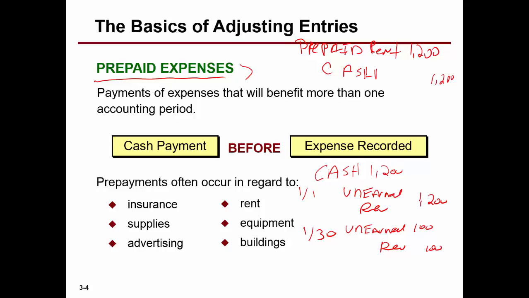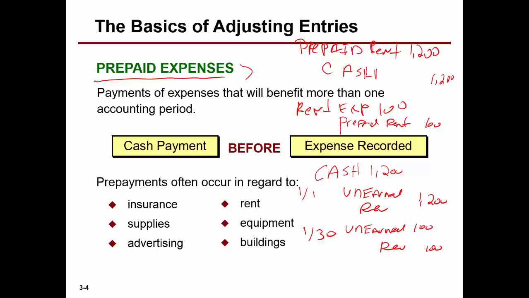What happens after 1 month? Have you used up, have you expired part of that future economic benefit? You've used 1 month of it, haven't you? So at that point, you'll debit rent expense for $100 and credit what? Credit the prepaid rent for $100, right?